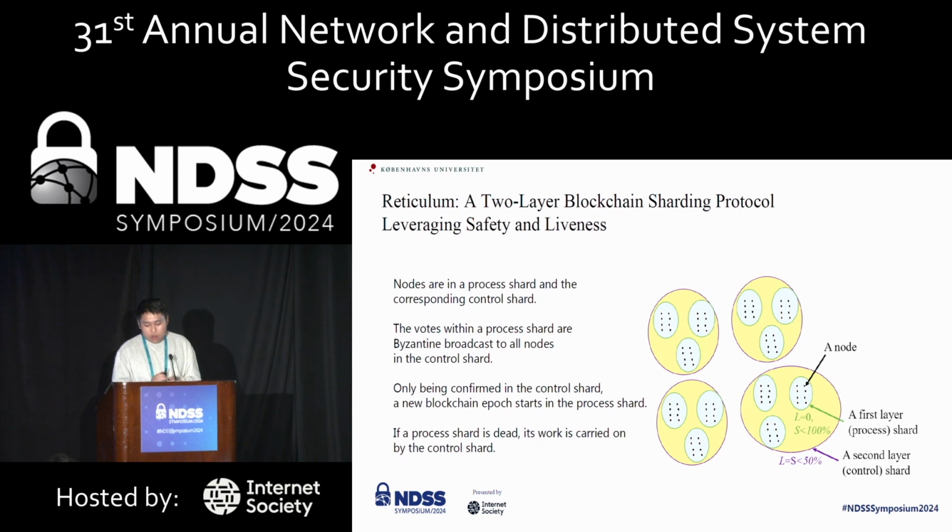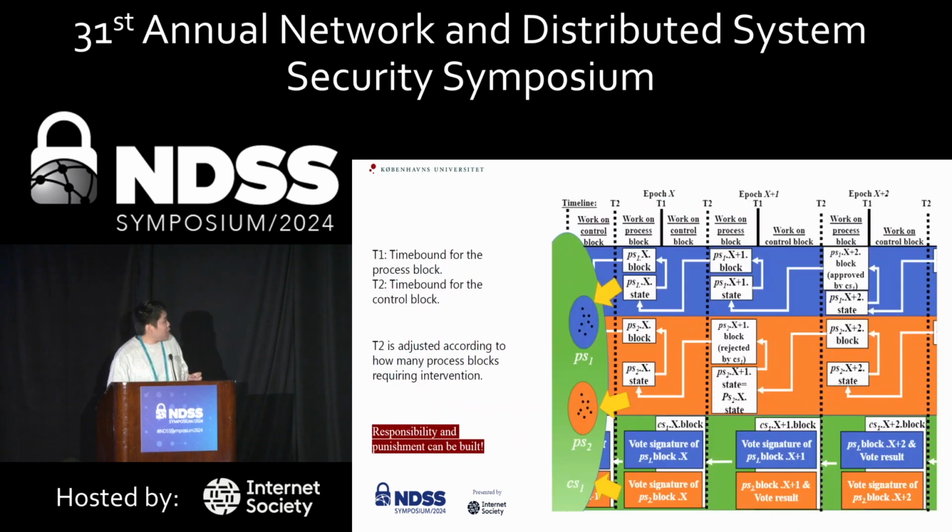So when a node inside a process shard votes, its vote is Byzantine broadcasted and received by all nodes in the corresponding control shard, right? So it is one synchronous communication system. We have two time bounds: T1, which is used for the voting within the process shard, and T2, which is used for the voting within the control shard. T2 is dynamically adjusted according to how many process shards need to be verified in the control shard.